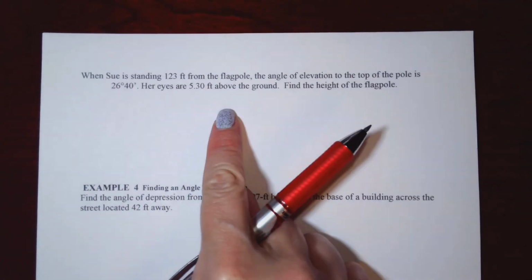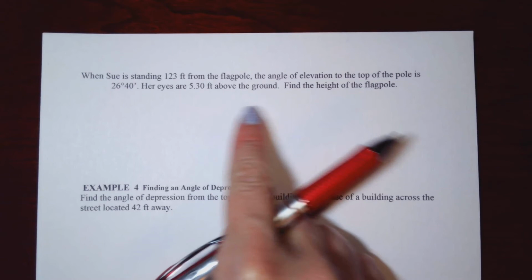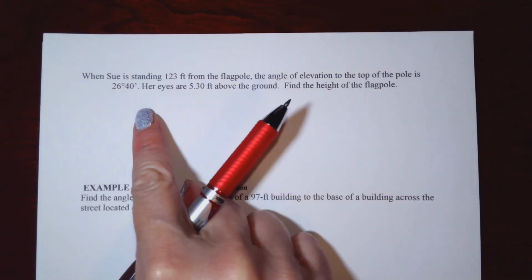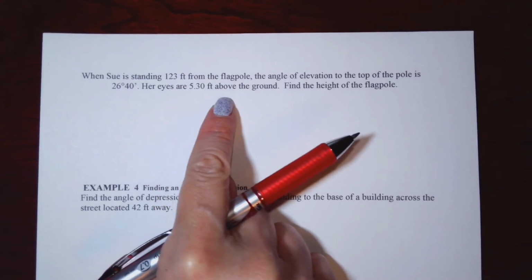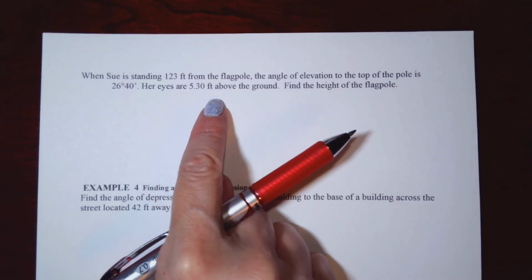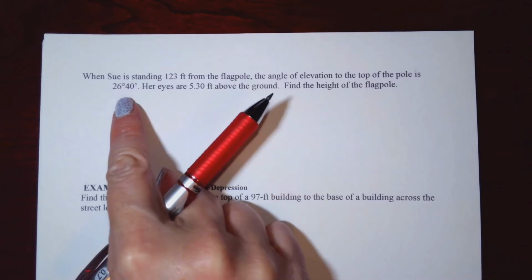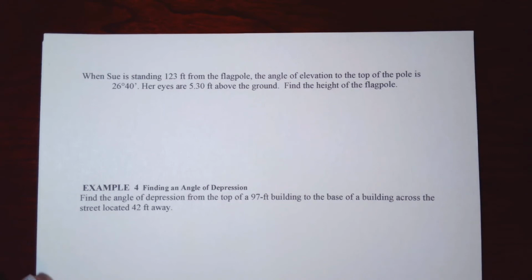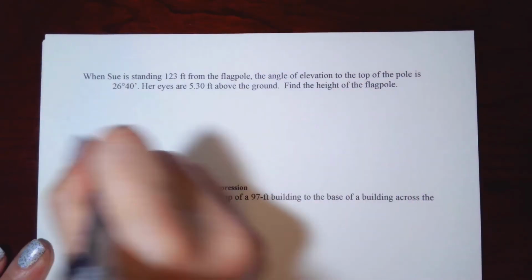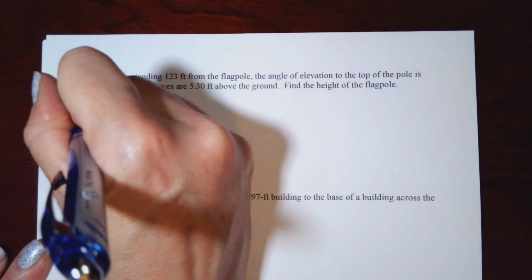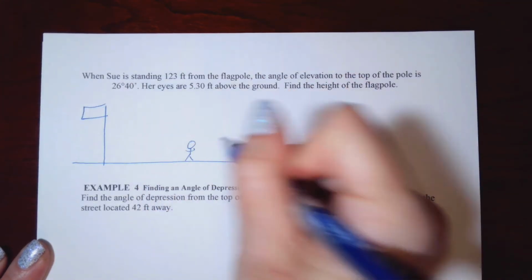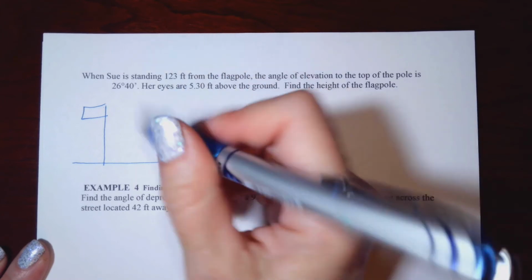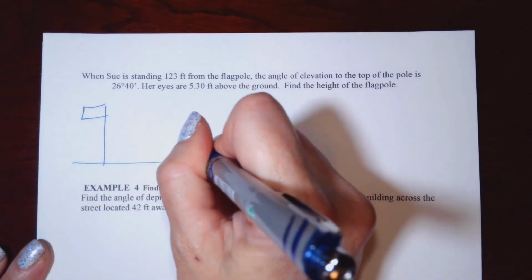When Sue is standing 123 feet from the flagpole, the angle of elevation to the top of the pole is 26 degrees 40 minutes. Her eyes are 5.3 feet above the ground. So from her line of sight, that is our angle of elevation. She's looking up to the top of the flagpole. Let's get our sketch drawn here. We've got a flagpole. Sue is standing out here somewhere. And our angle of elevation is from her line of sight, not from the ground.